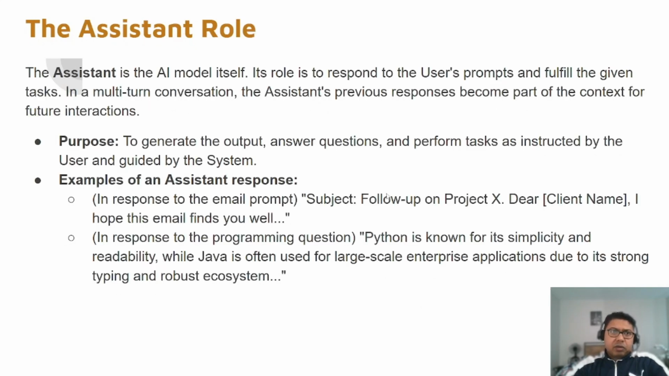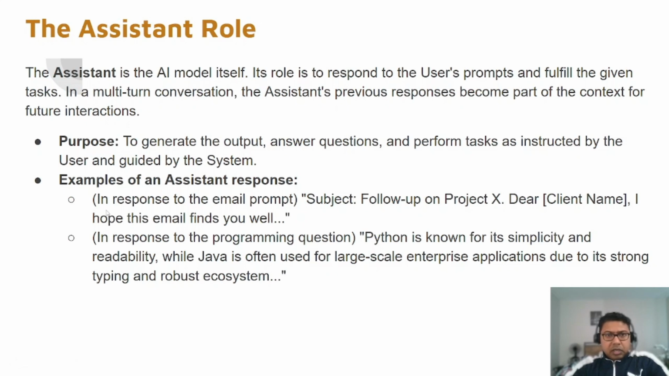Next, assistant role. The assistant is the AI model itself. Its role is to respond to the user's prompt and fulfill the given task. In a multi-turn conversation, the assistant's previous responses become part of the context of future interactions. It generates the output, answers questions and performs tasks as instructed by the user and guided by the system. So that's the purpose of the assistant role.